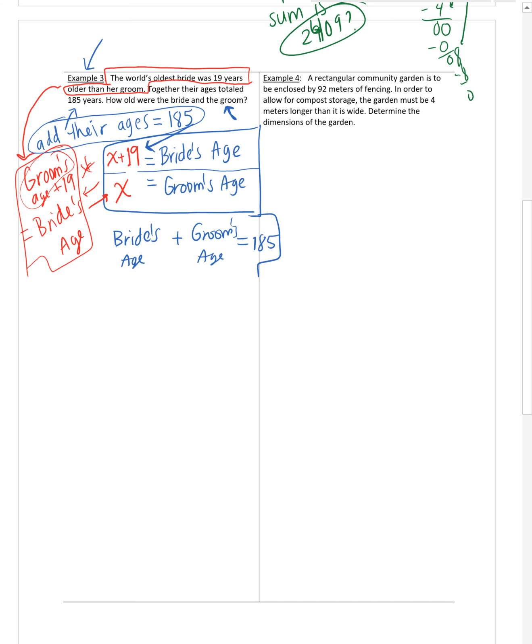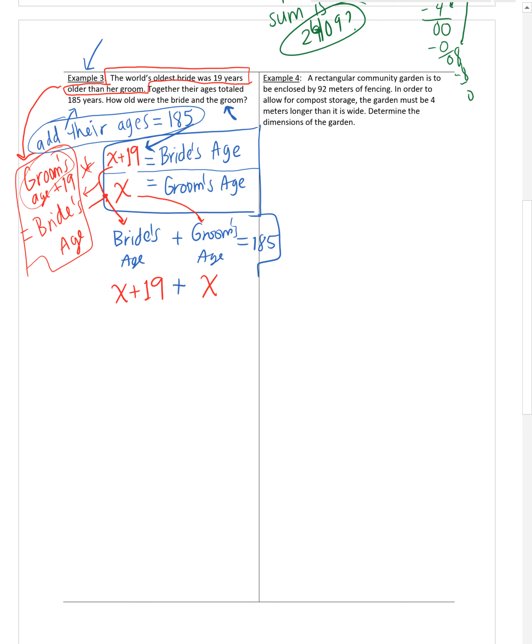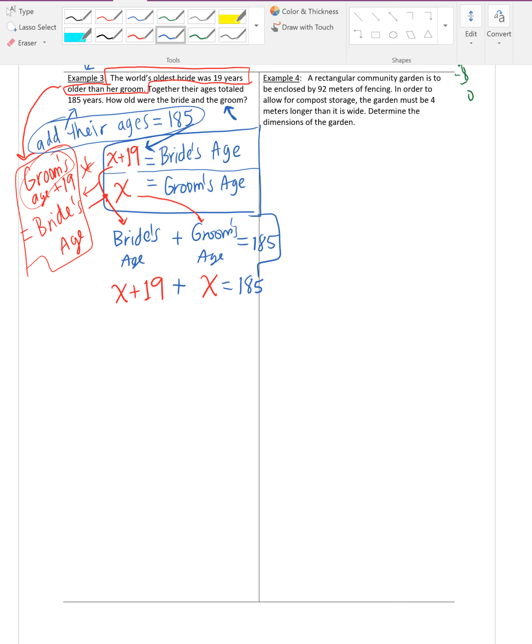And now that I kind of have that, that's an intermediate step from the words to the math. And now I'm going to go all the way to the math where I replace the bride's age. We called that x plus 19. So I'm going to replace that guy. And then the groom's age, that was what we just called x. But otherwise, I'm going to keep everything else the same. It was a plus sign, and then an equal sign, and then a 185.